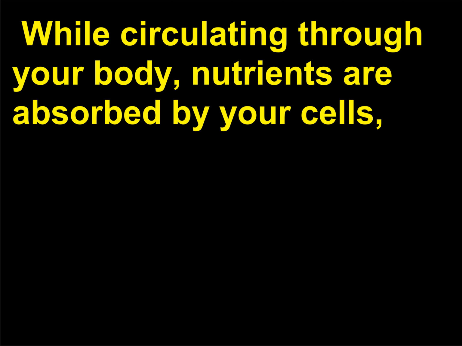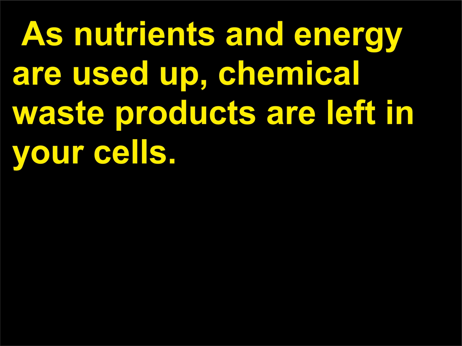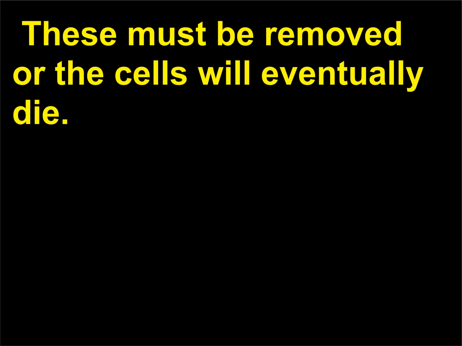While circulating through your body, nutrients are absorbed by your cells, where they are used for processes that release energy. As nutrients and energy are used up, chemical waste products are left in your cells. These must be removed or the cells will eventually die.